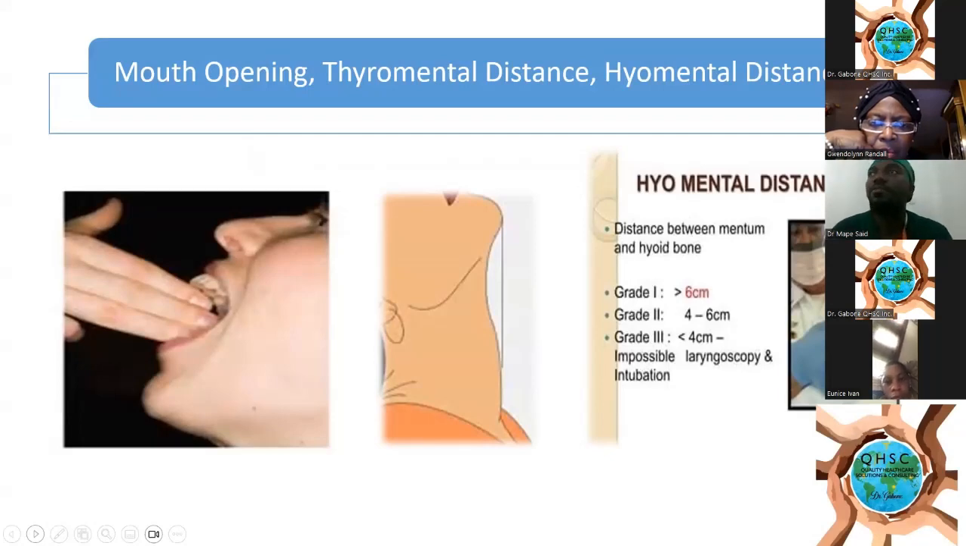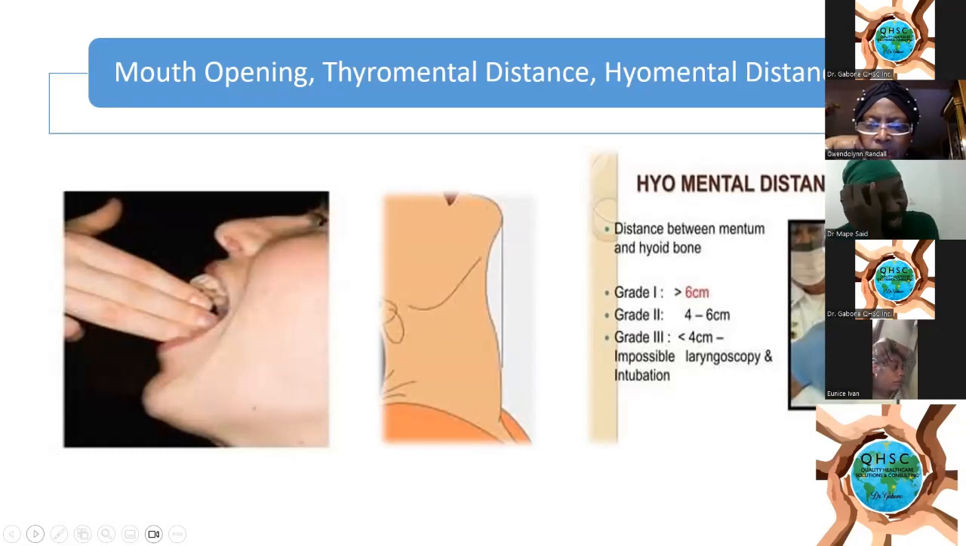So in mouth opening, you ask the patient to insert three fingers through the mouth. It is estimated that one finger is almost 2 centimeters. So allowing three fingers to enter the mouth, we are sure that the oral opening is adequate, almost 6 centimeters. So when you do advanced airway management, if you want to insert the LMA or use the laryngoscope for intubation, you are sure you're not going to face difficulties because the oral opening is adequate.